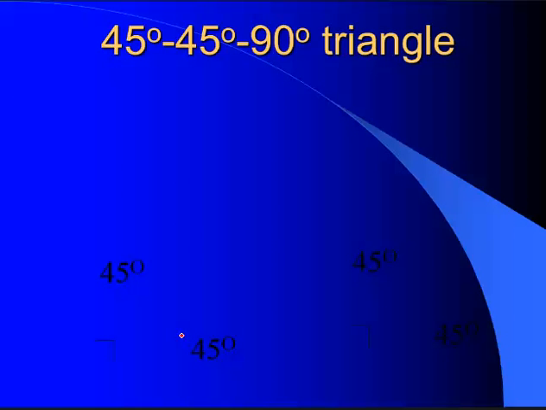The first kind is called a 45, 45, 90. Again, that 90 is pretty obvious since it's a right triangle. So our other two acute angles are both the same. They're 45 degrees. So what kind of triangle would this be besides just saying it's a right triangle? Based on leg size, how would we classify this?